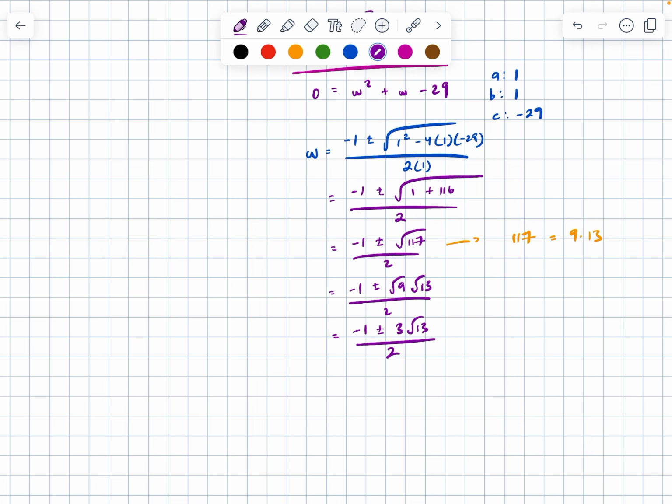But I'm not abstract here. I'm in the context of a problem, which means I need to make sure that my answer makes sense. Which tells me that just like last time, it might be helpful to split this up. Why not? So I'm going to write my two cases. Either here, my value of w is negative 1 plus 3 root 13 over 2, or my value of w is negative 1 minus 3 root 13 over 2. In context, can you tell me if either of these doesn't quite make sense, and if not, why not?